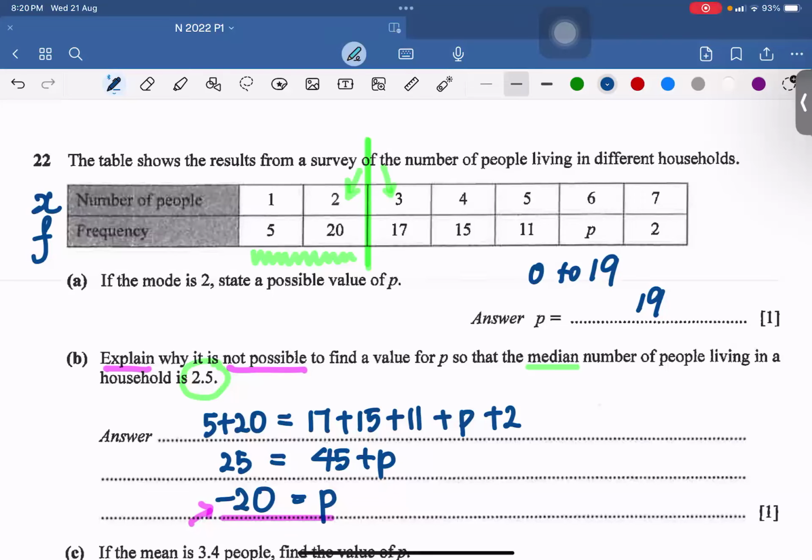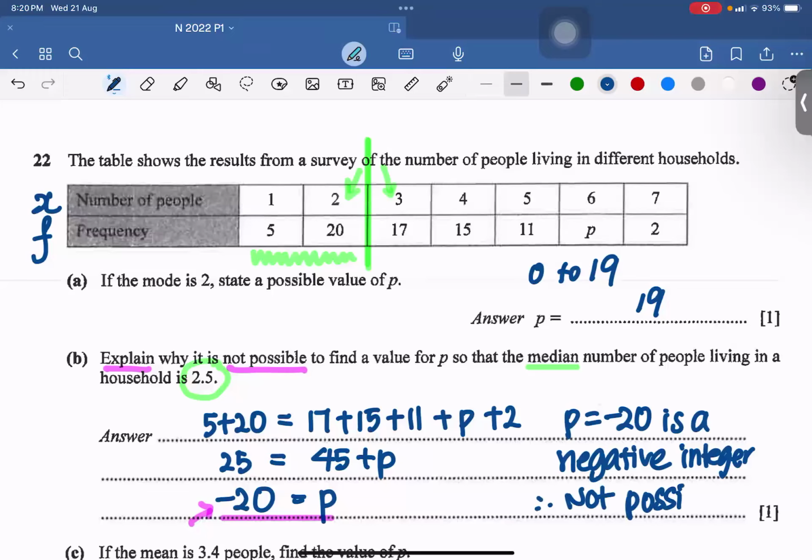So we have to explain why p equals negative 20 is a negative integer. Therefore, not possible. Something like that. Okay, but the keyword is negative integer. Are you okay with this portion? Okay, nobody complains anything, then I continue.